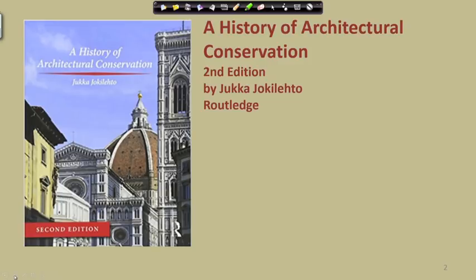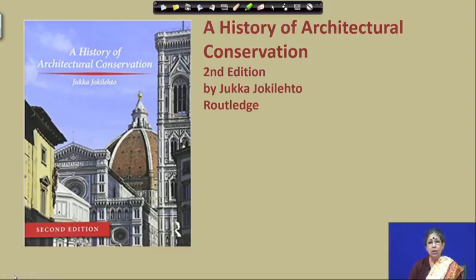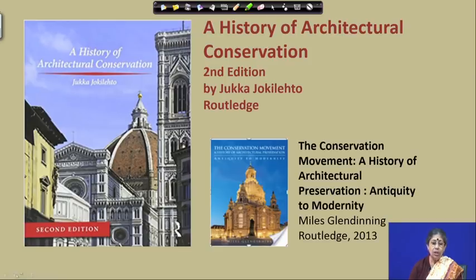Now, for this history of architectural conservation, I am mainly following a book, A History of Architectural Conservation by Jukka Jokilehto. He is a very well known expert in the field of urban conservation. For a long time he was associated with ICCROM, which is an international training center. So, generally I am following that. It is a very detailed work. I have just given a brief of some of the concepts taken from there, and I am also following another book, The Conservation Movement: A History of Architectural Preservation, Antiquity to Modernity. So, these are basically the two books I am following, and there are other references also.